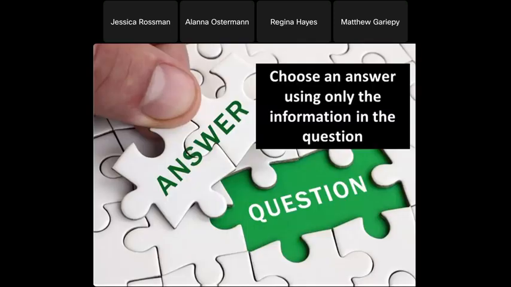Finally, you should determine the best answer using only the information supplied in the question without making any other assumptions. This is another reason it is so important to read the question first by itself so you're not influenced by the answers. Be mindful that the correct answer is the one that works best for the situation described.